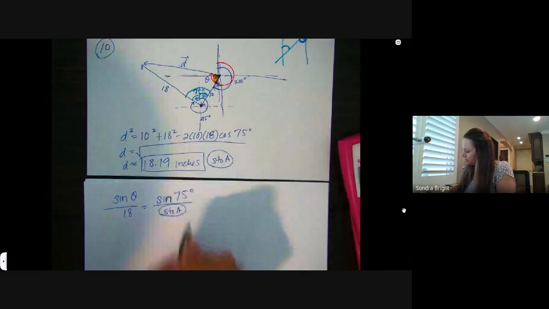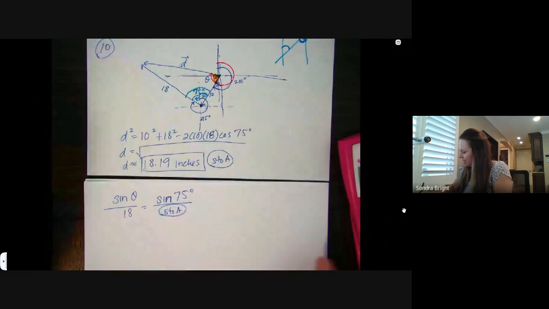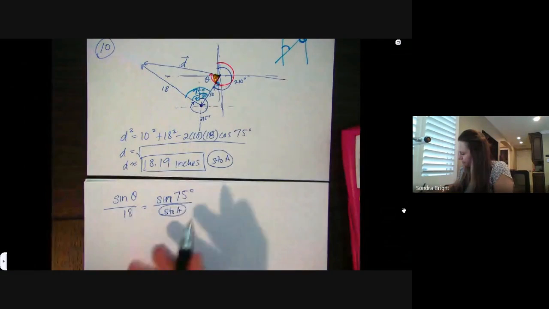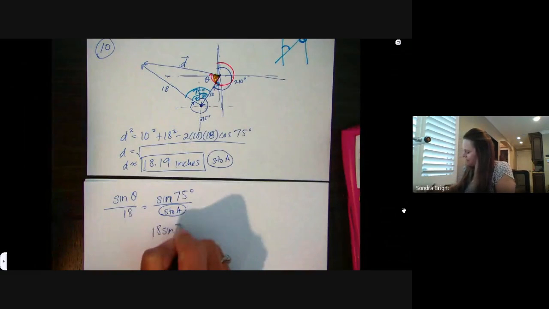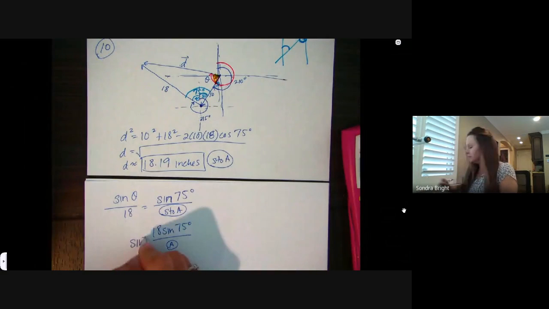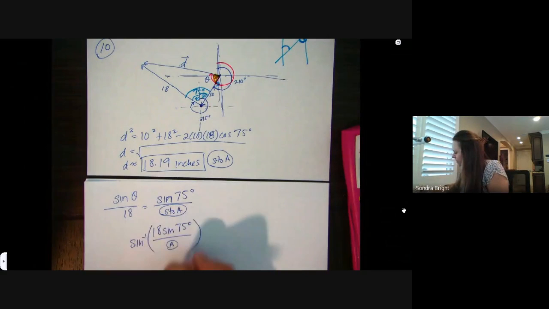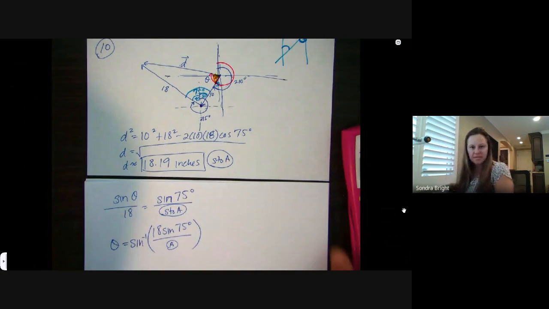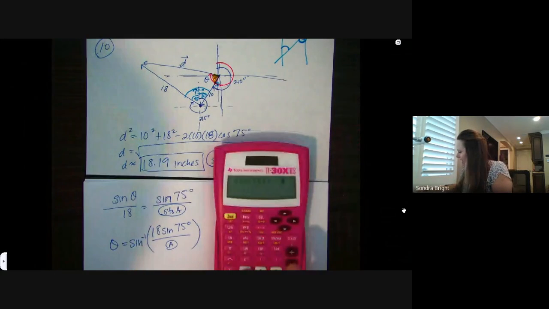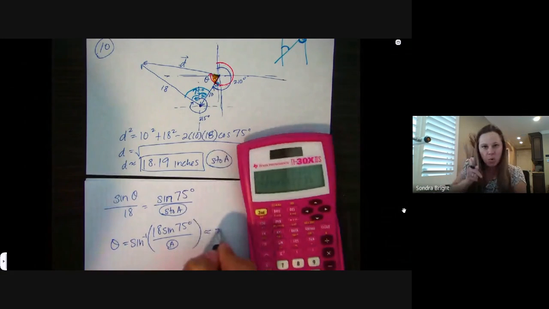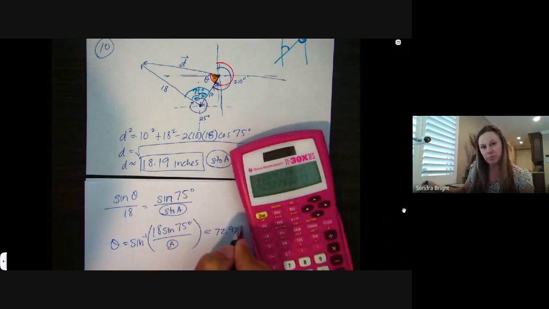So to solve for theta, you would need to multiply both sides by 18, and then take the inverse sine of that whole thing. And that's what will give you theta. So I go inverse sine of 18 times sine of 75, and that parenthesis, or else your answer will be off, divided by my stored A value. And I get theta is about 72.92 degrees. Warning for you, that will be one of your multiple choice answers.